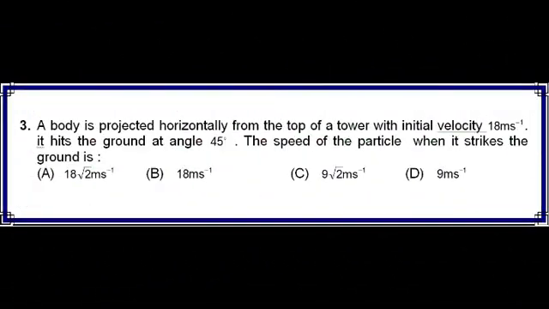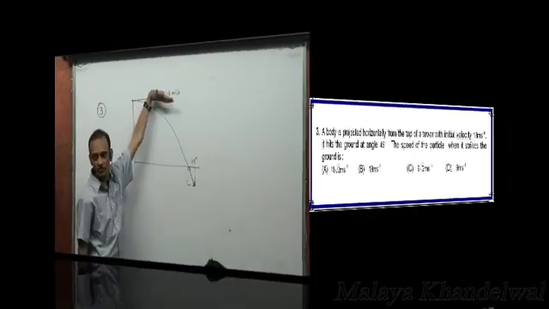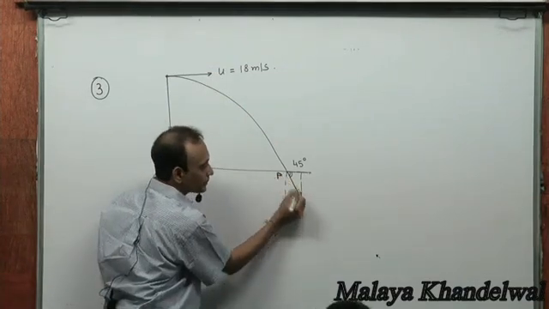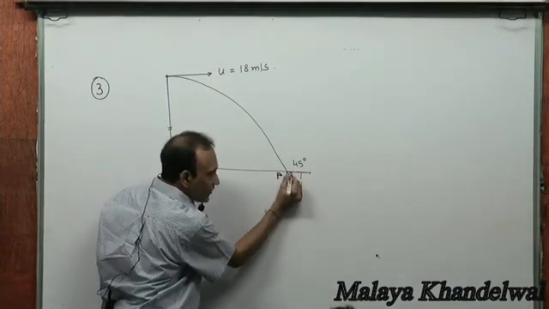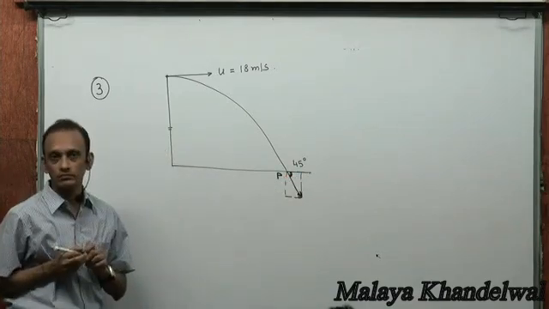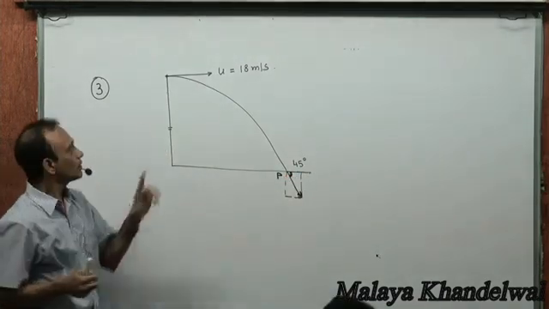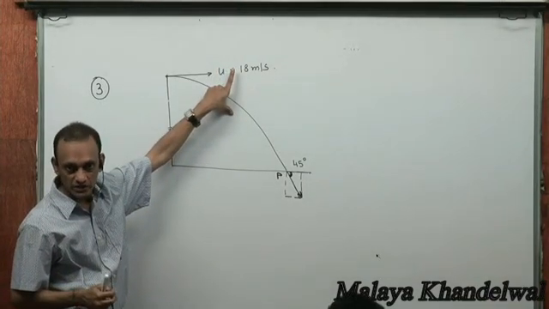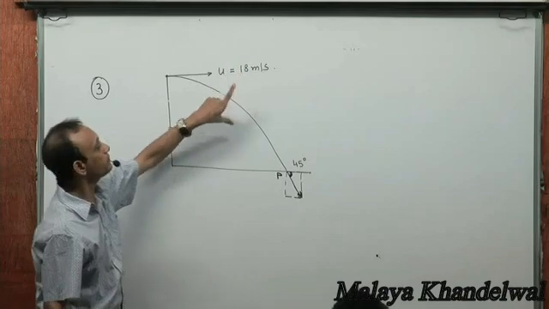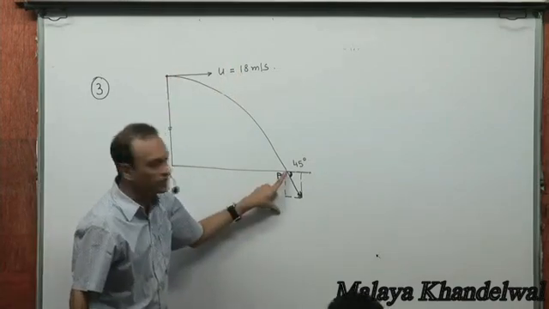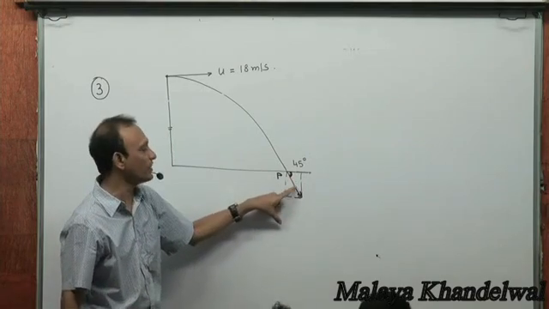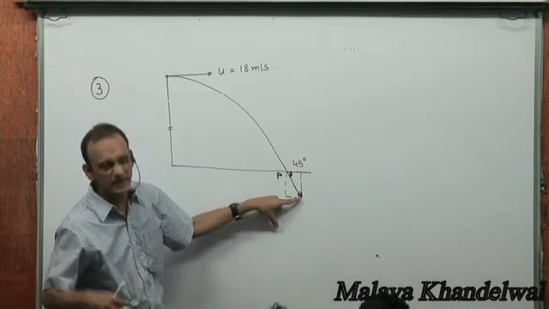Horizontally with a velocity of 18 meters per second. It hits the ground at the point P, making an angle of 45 degrees with the horizontal. There is a particle which is launched from the top of a tower with a velocity of 18 meters per second horizontally, right? And it hits the ground at a point P, making an angle of 45 degrees with the horizontal. I want to find the velocity at the point P, the speed at the point P.